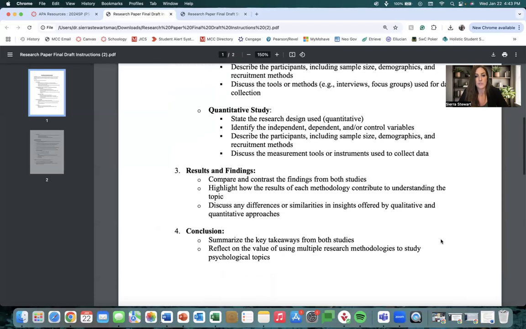The third part is the results and the findings. So you're going to compare and contrast the findings from both studies. So what did they find with the qualitative? What did they find with the quantitative? And what were the differences, okay?